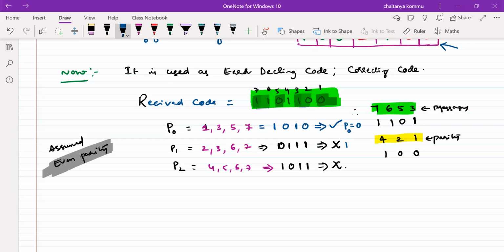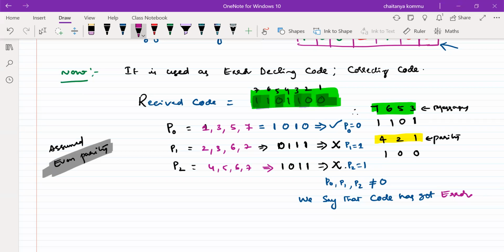Here the P1 is equal to 1 to make even parity. How much does it become here? Should we apply 1? So what we have to say is that since P0, P1, P2 are not equal to 0, the code has got some error. So that's how we have to identify the error.